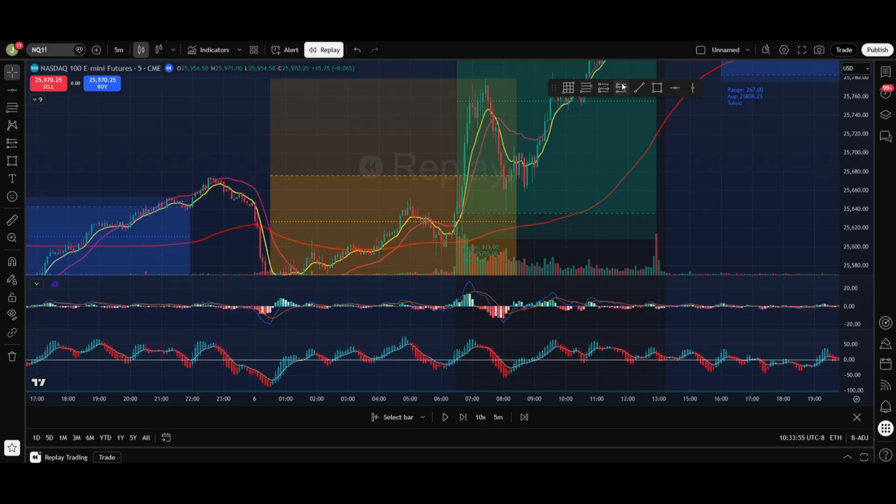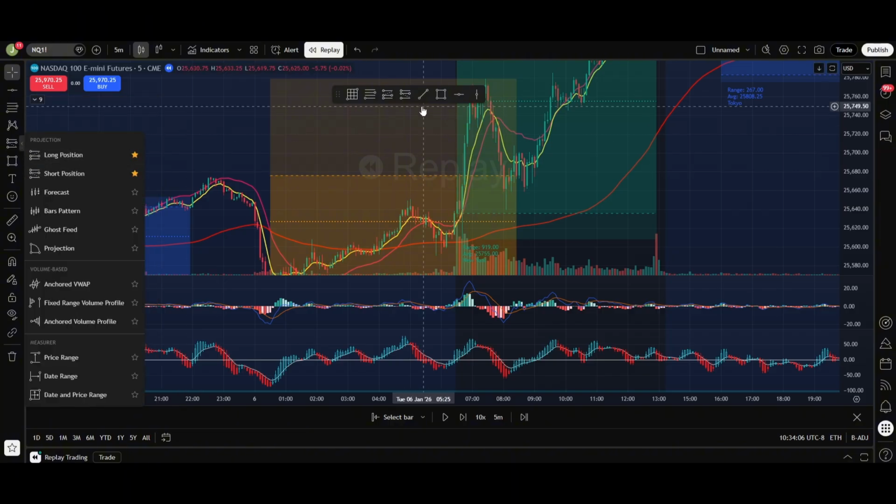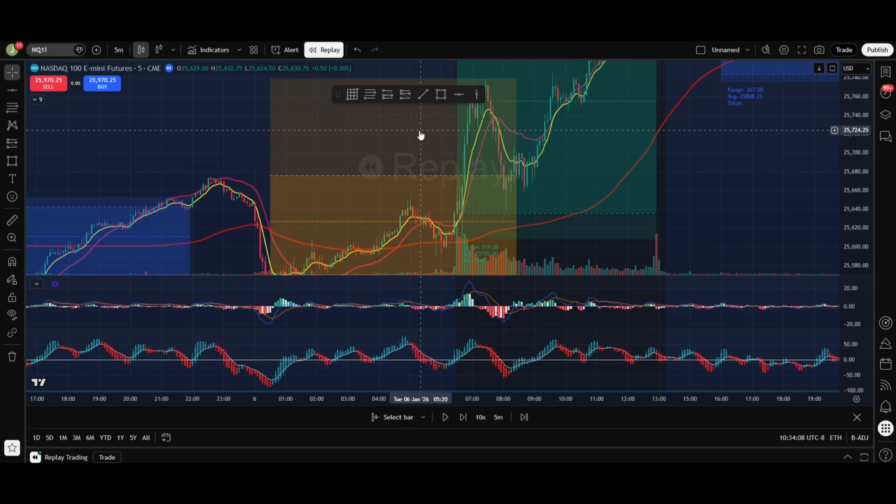Also, if you guys need your quick access toolbar, how do you get this? You literally just come to your sidebar. Whatever you want up here, you would star. So long and short positions, they're up there, trend lines, and regular lines.